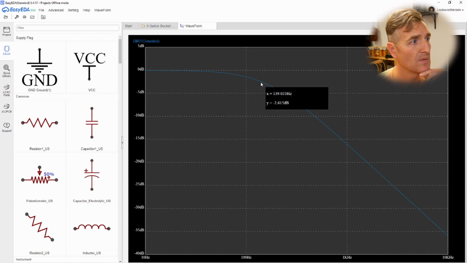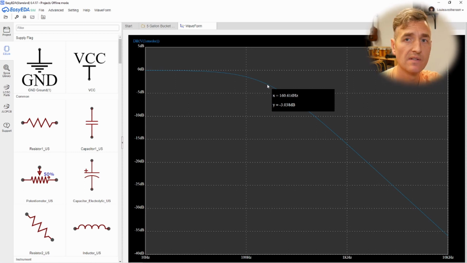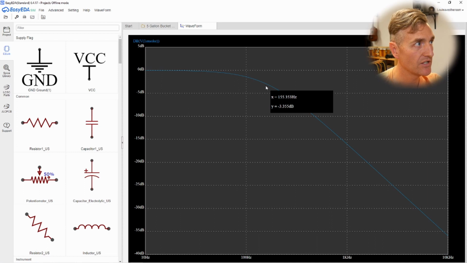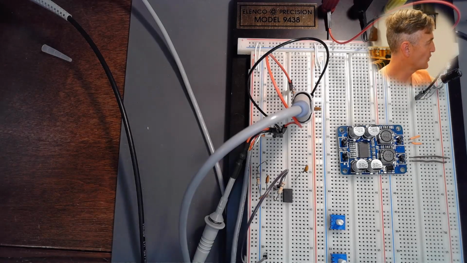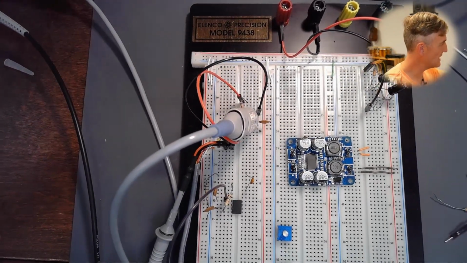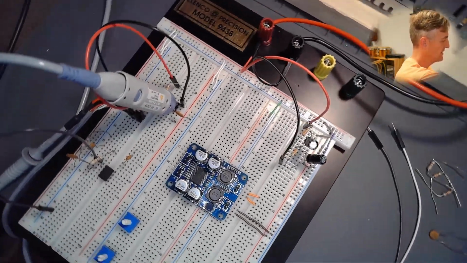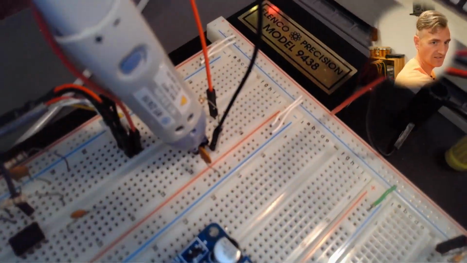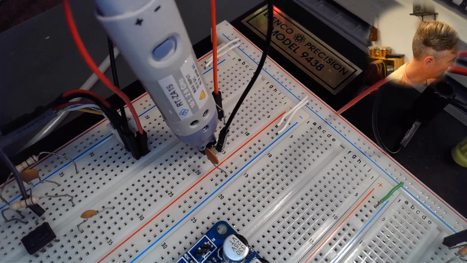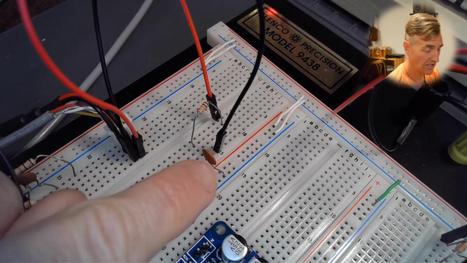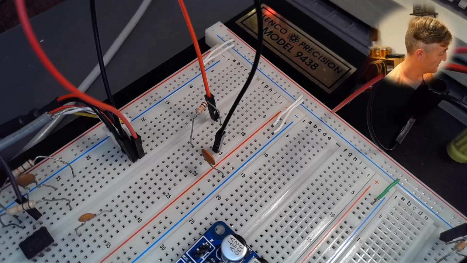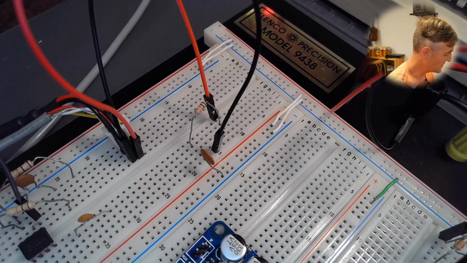So where's my 3 dB point? If I go down to 3 dB, it's about 158, 160 hertz. So 160 hertz in simulation. If I was to wire that up on my board, can we make that match? I think, as luck would have it, let's see if we can see. Pull these out of the way. I have right here a 10 kilo ohm resistor and a 100 nanofarad capacitor. We're going to see if this matches my simulator.